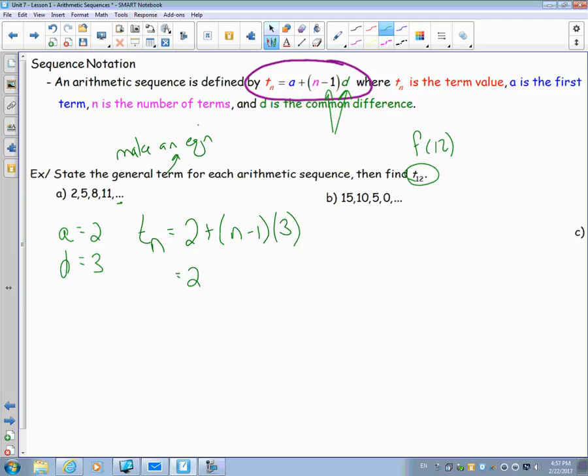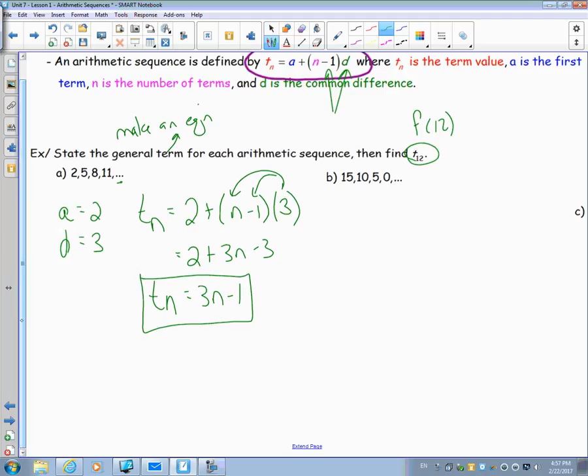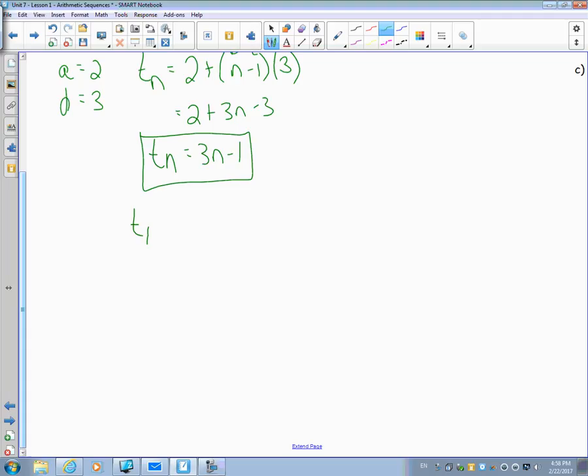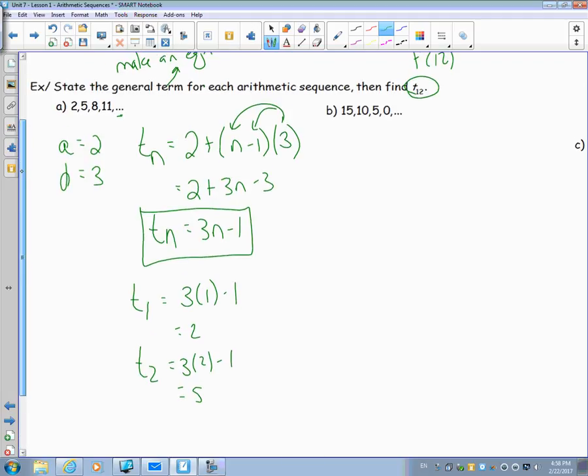And we often simplify this. We do that by expanding, so 3n minus 3, and then collecting. And there's my equation for any term: Tn equals 3n minus 1. For instance, if I want to find the first term, which I already know, term number 1 would be 3 times 1 minus 1, or 2. Term 2 would be 3 times 2 minus 1, or 5. Now we already know those ones. We were given them in the question.